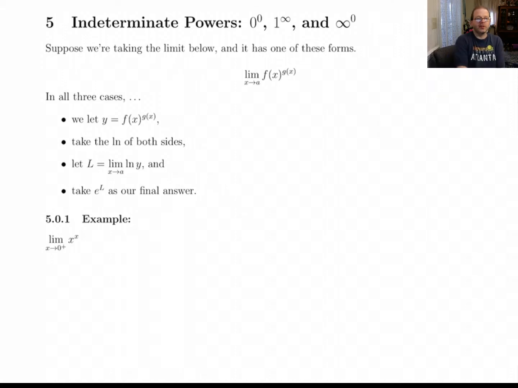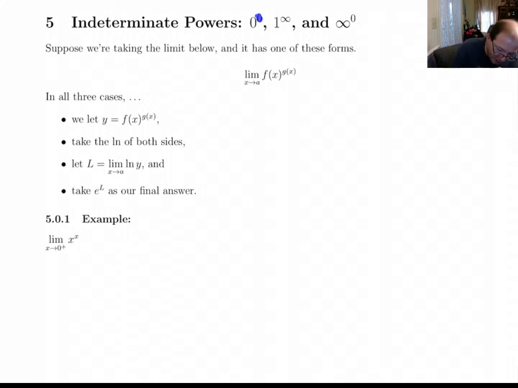All right, the last topic in 4.4 is about these indeterminate powers. Now, indeterminate powers come in three flavors. You've got 0 to the 0, 1 to the infinity, and infinity to the 0. In all these cases, what's going on is a fight between what the two things are trying to do.